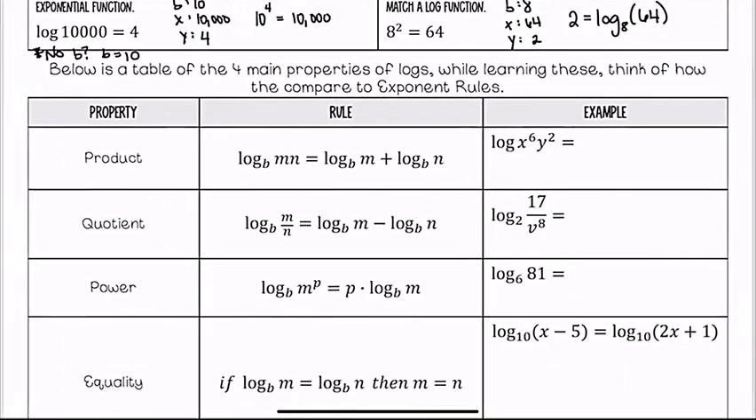So let's look at it with logs. Each of these is going to have a couple steps, so we will do the first step, and then once we get to power, we'll go back. I'll explain that in just a second. So the product rule says that if we're multiplying things together, like we are here, two bases together, then we're going to separate them with the plus sign. So the log of x to the sixth, y squared is the same thing as saying log x to the power of 6 plus the log of y squared.